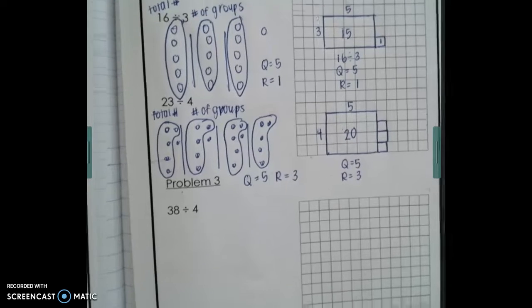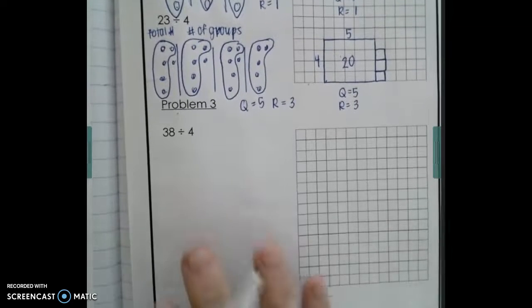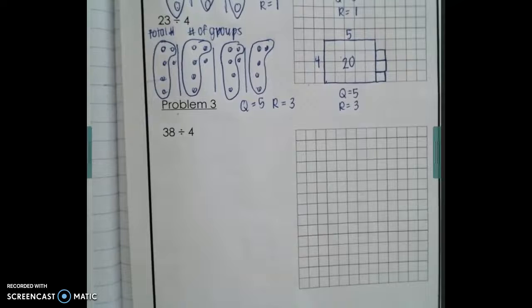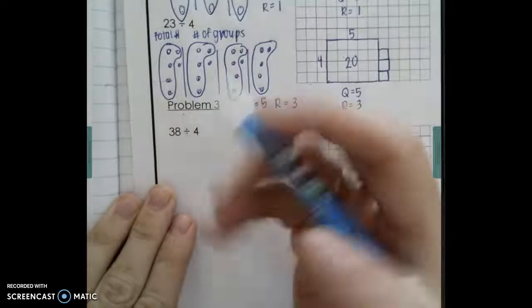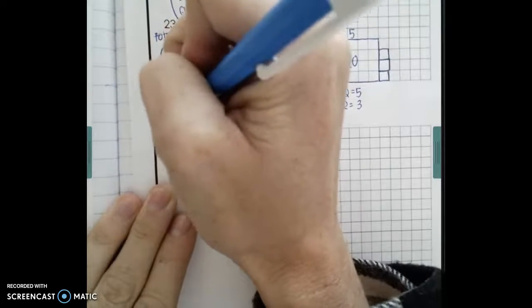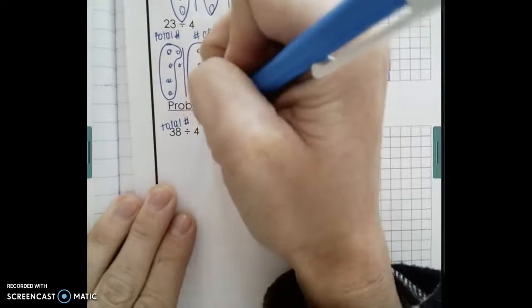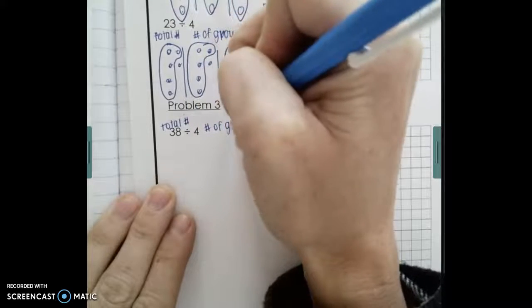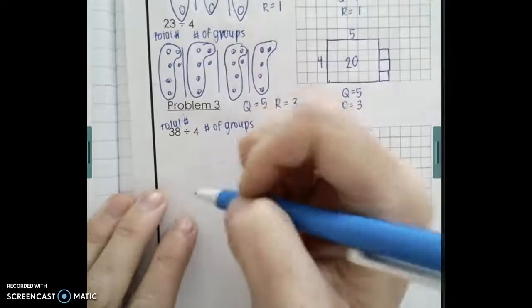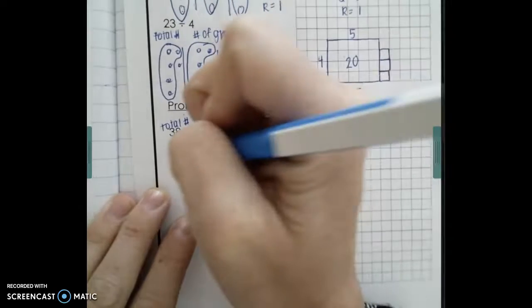So bigger numbers. Try it with 38 divided by 4. Pause the video, give yourself a chance to solve it. I'm going to go through really quick and do it. So this is going to be my total number. I'm going to make my 4 my number of groups. And now I'm going to solve. So I'm going to draw my 4 columns and count up to 38.